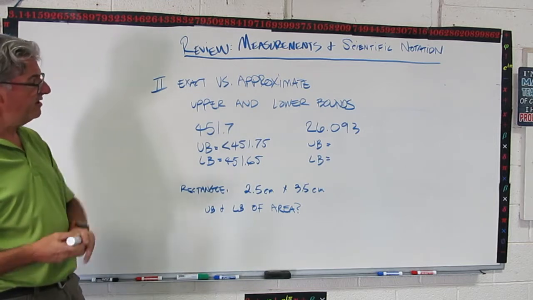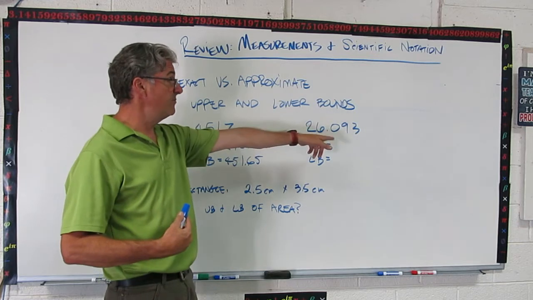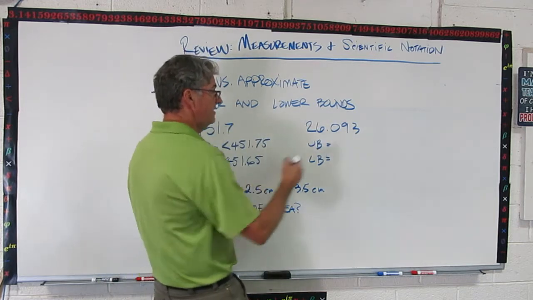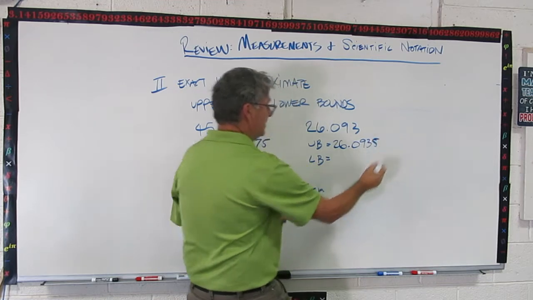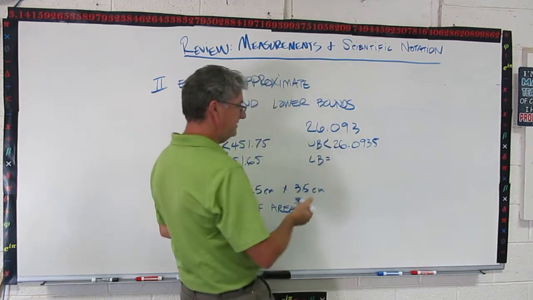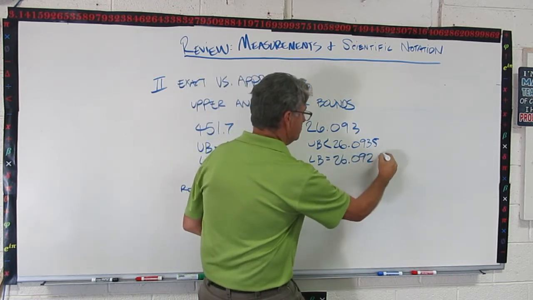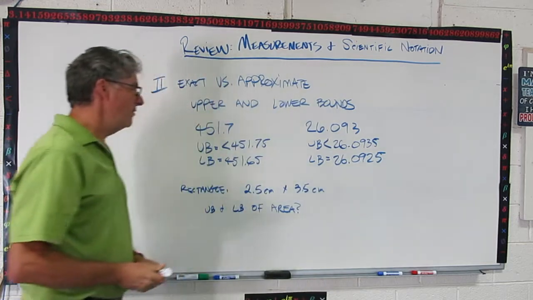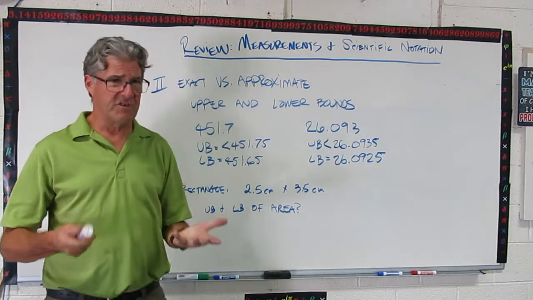All right, let's try this one here. Upper bound of 26.093. Again, biggest number that still rounds down to that. So this would be 26.0935. And actually it's not equals, remember that's less. This would be 26.0925. So those are the upper and the lower bounds for these two numbers. Okay, so pretty straightforward, right?